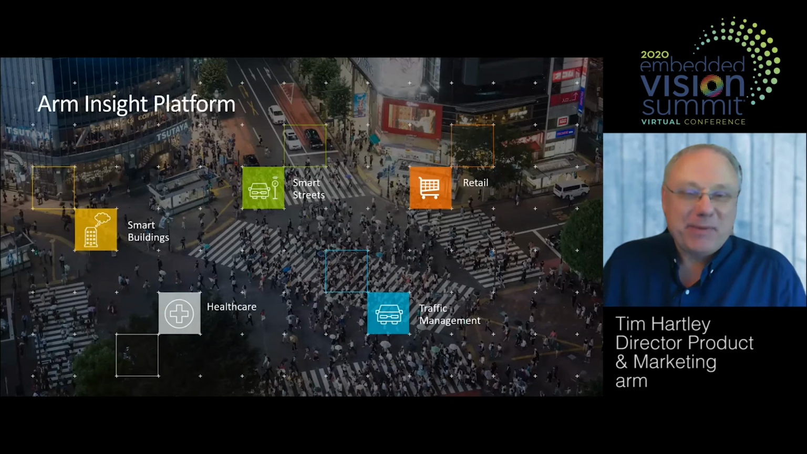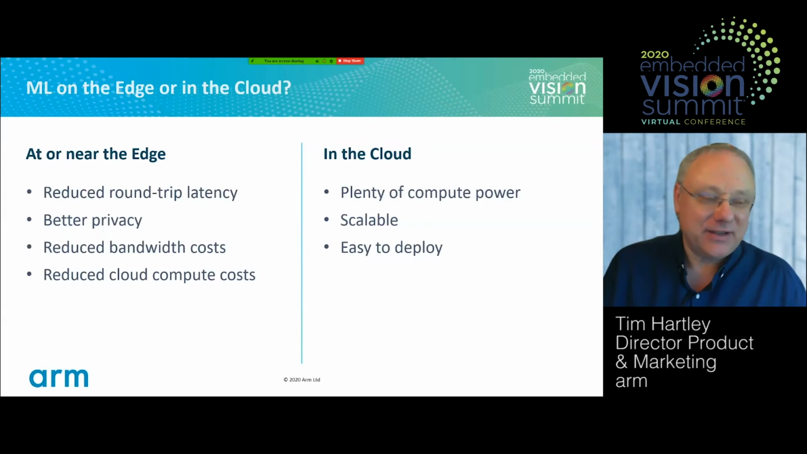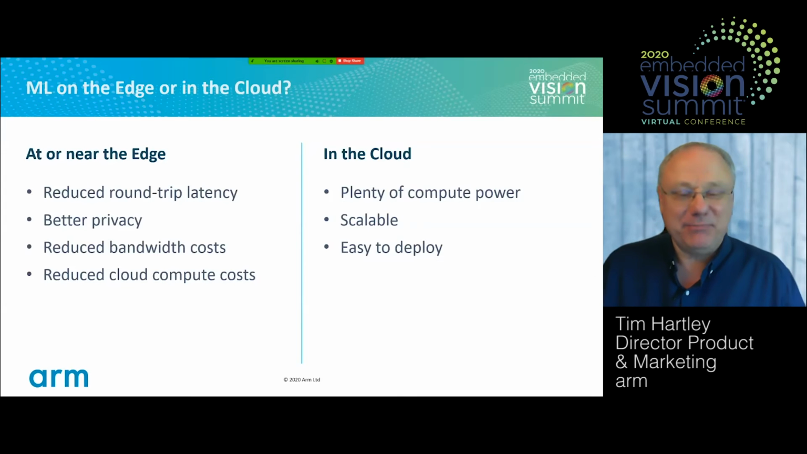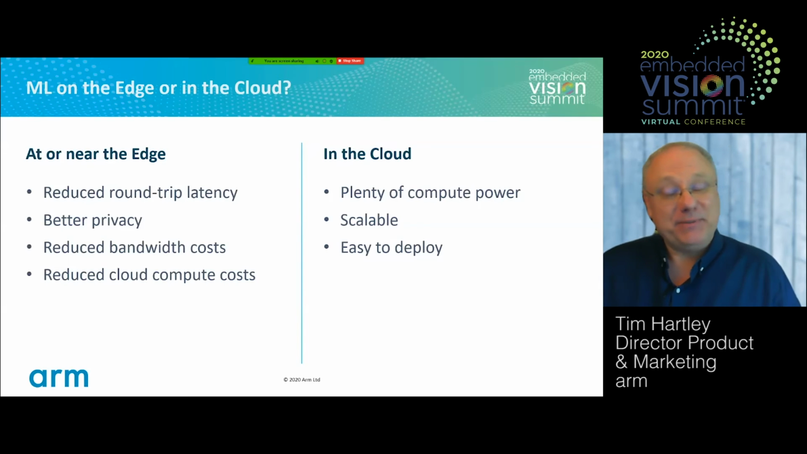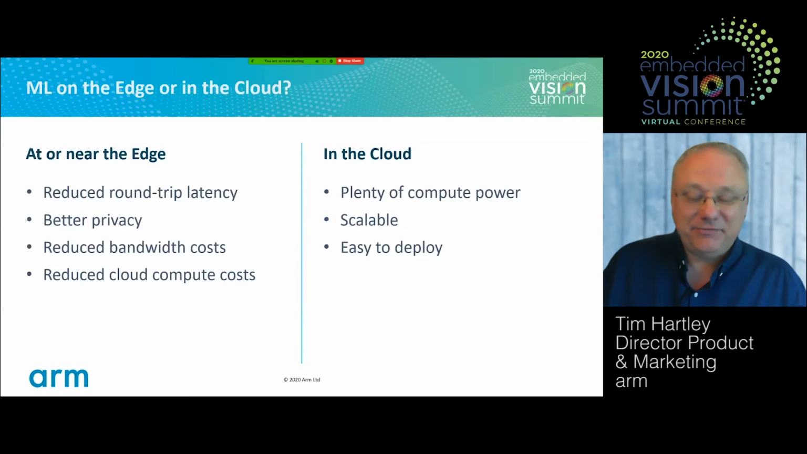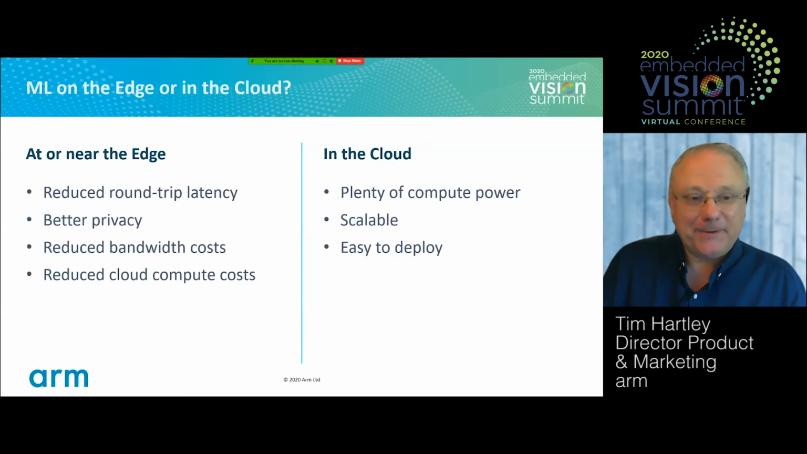Now, the argument about where to run ML at the edge or in the cloud is reasonably well rehearsed. At the edge, for example, you typically get much better latency because you don't need to send the video or the stills up into the cloud, do the compute, and then send the results back. You also get much better privacy if you don't have to egress video and anything that's personally recognizable beyond the edge itself. And of course, there are reduced costs, both for reduced bandwidth potentially, but also reduced costs of using the compute in the cloud.